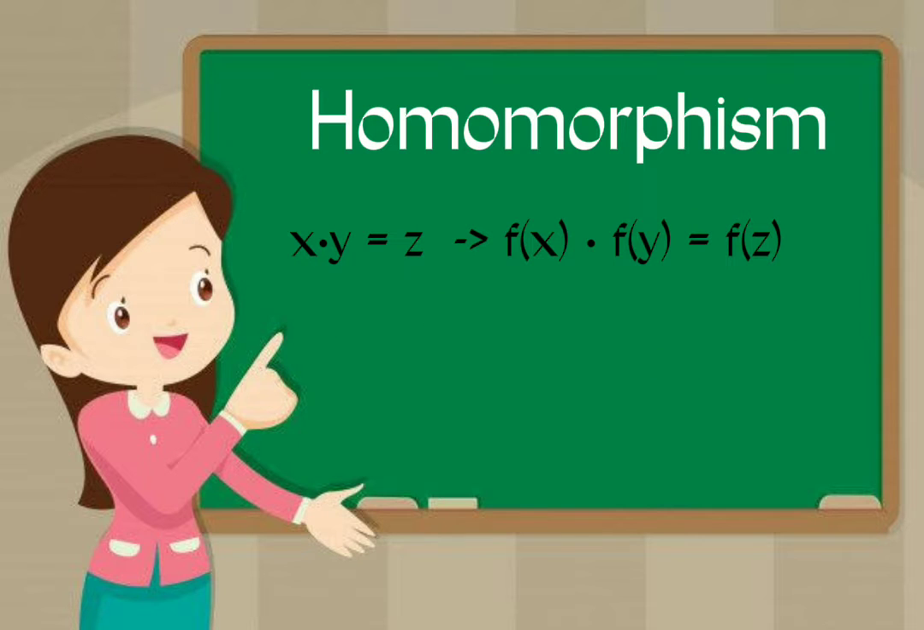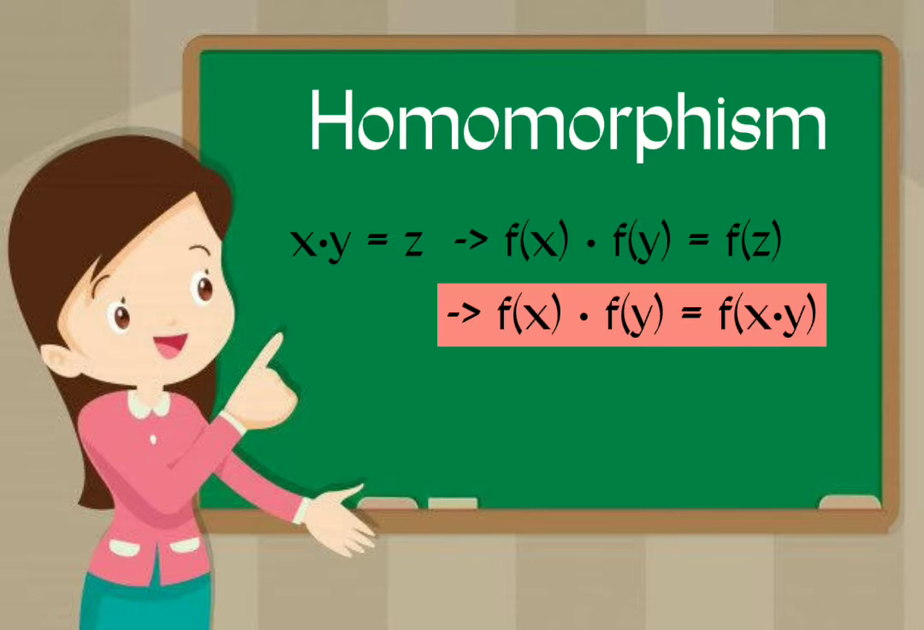So if x times y equals z in G, then we'd like f of x times f of y to be equal to f of z in the group H. But z equals x times y. Substituting this gives us f of x times f of y is equal to f of x times y. So this is the definition of a homomorphism. It's a simple definition, but it captures a big idea, a way to compare two groups.